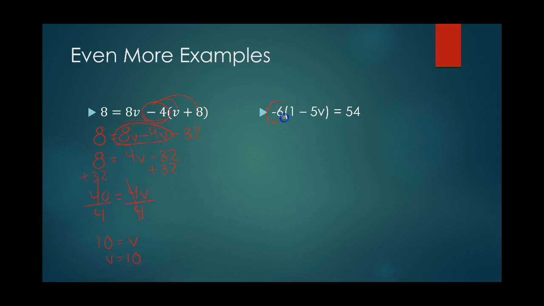Good. And the last one here, we'll distribute first, so we get negative 6. Now a negative 6 times a negative 5v, that's going to change that to a positive, not 5v, it would be 30v. So a negative times a negative is positive. Now I can solve that 2-step. So we add 6, get 30v equals 60, divide by the coefficient, you get v equals 2.